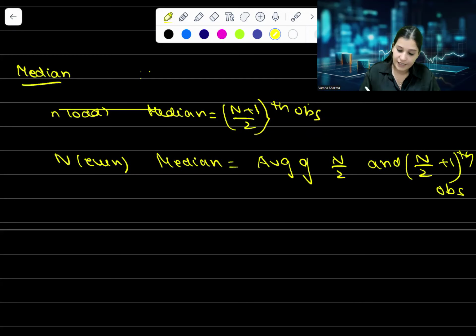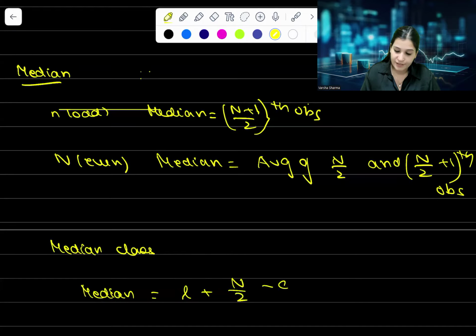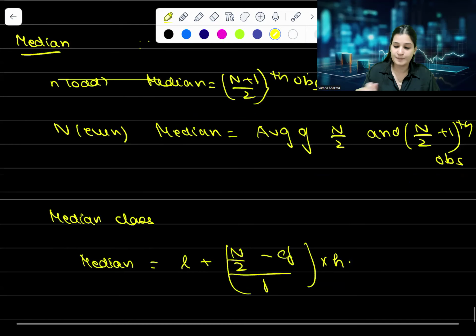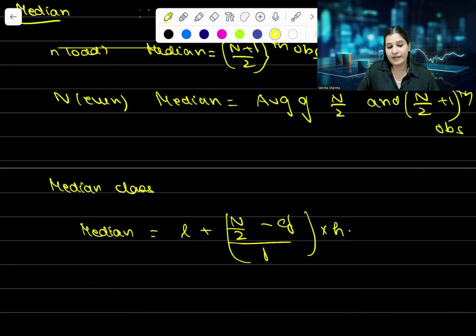When it comes to continuous, we first find the median class. Median class is the class which has cumulative frequency equal to n by 2 or just greater than n by 2. Then to find the median, we use the formula L plus (n by 2 minus CF) by f, into h. This is how we find median.